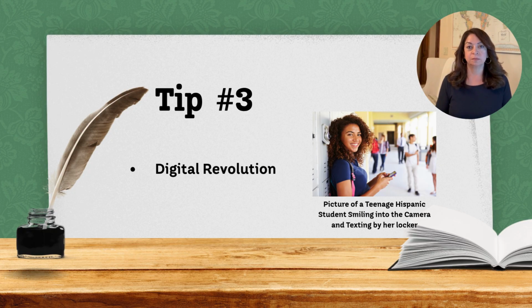Slide number 4, tip number 3, the digital revolution. The digital revolution is an increased use of the internet for purposes unrelated to academic research and the emergence of computers for everyday use. It has taken a turn toward the alteration of social and intellectual behavior, while also deeply altering the way human beings read and write.